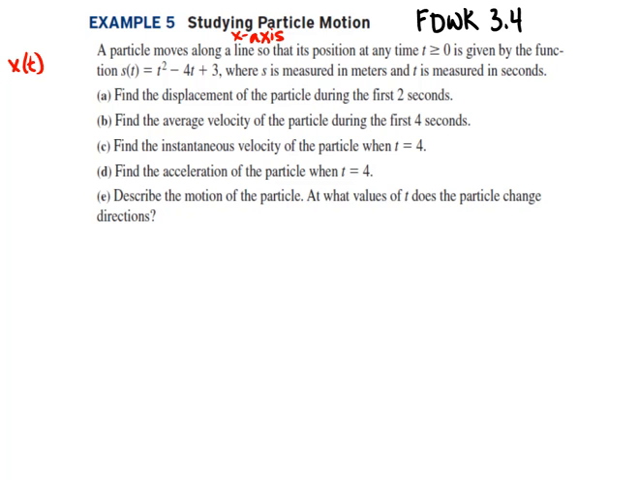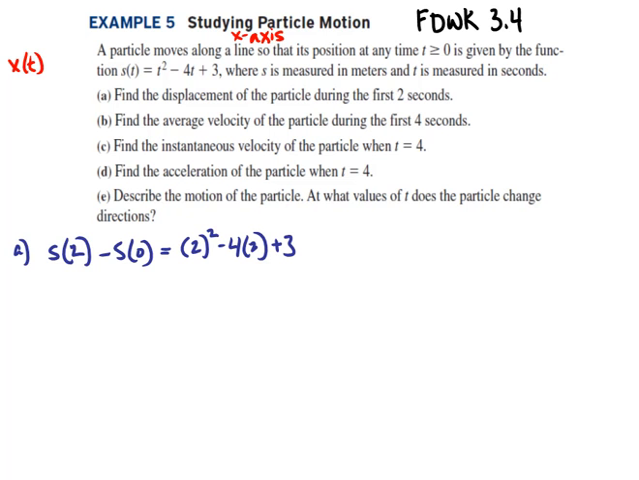So we want to find the displacement of the particle during the first 2 seconds. Now displacement is just the position or the distance between the starting and ending point of a time interval. And it might either be to the right, then it would be positive, or it would be to the left of the starting point. And since we're looking for the displacement of the particle during the first 2 seconds, we're going to take s of 2 minus s of 0.